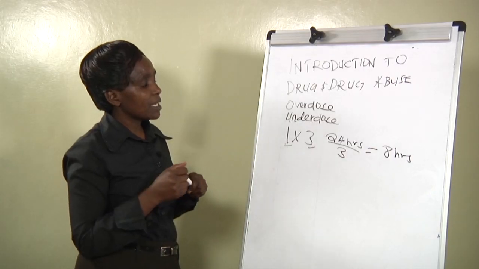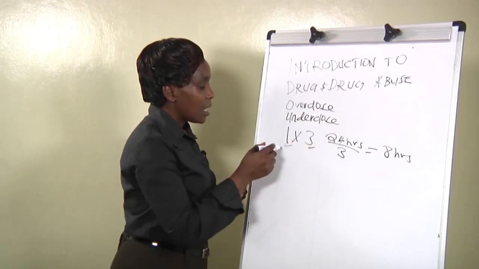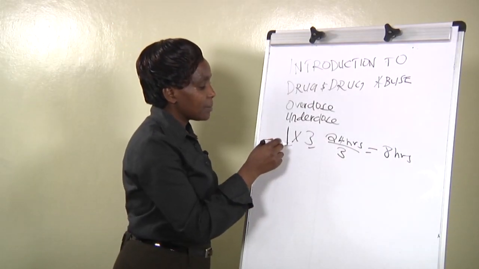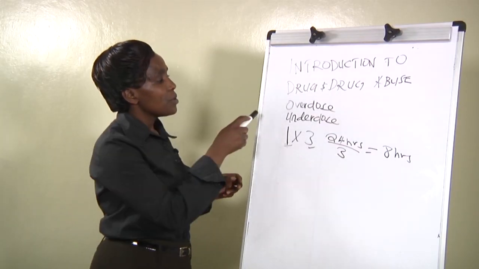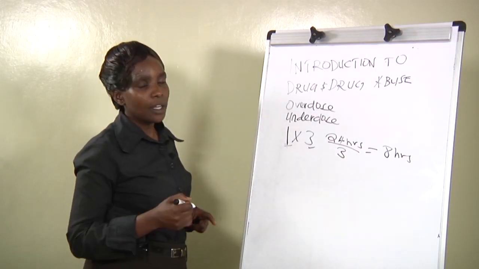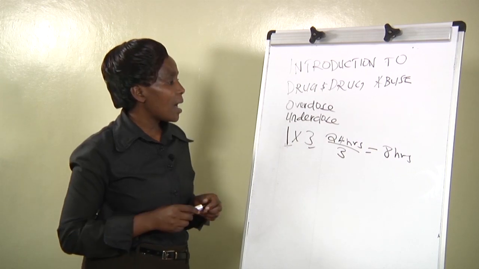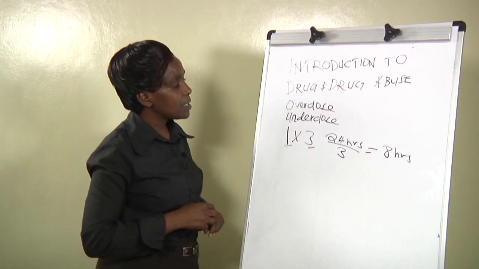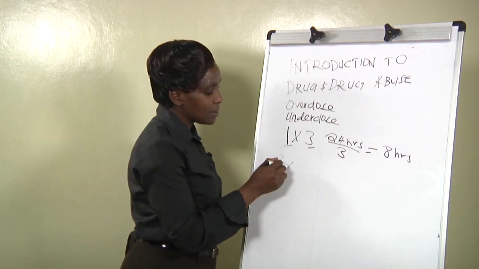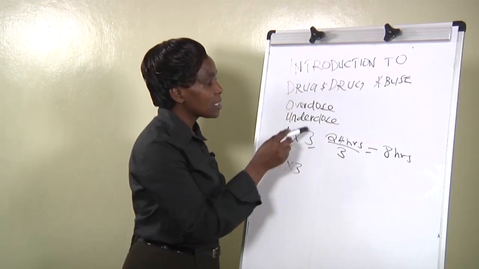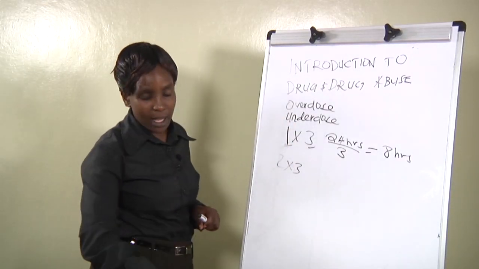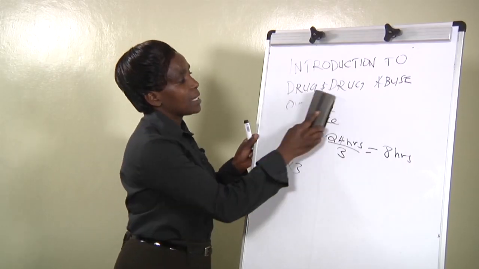But if you decide that you will take, sometimes you forget even to take the drug 3 times, you take once, then you are underdosing. Or if somebody is very sick and you want to get well, maybe it is malaria and you have been given 2 times 3, you decide to take 5 times 3, then it means that you are overdosing and therefore you are abusing that drug.